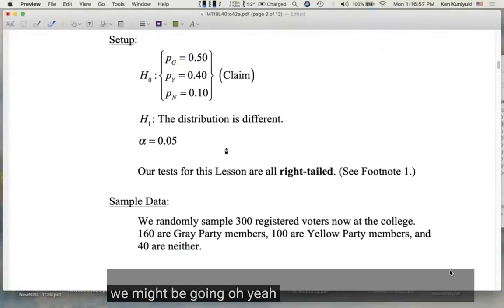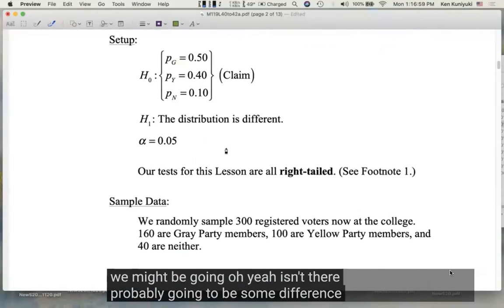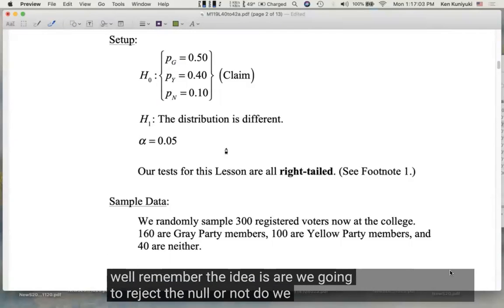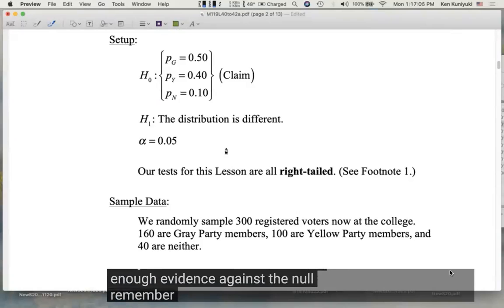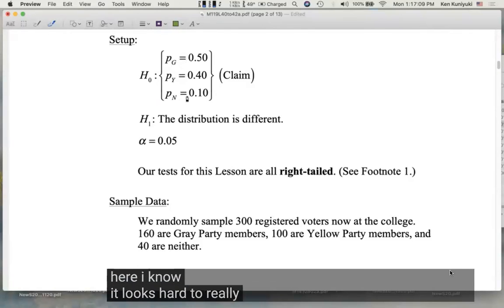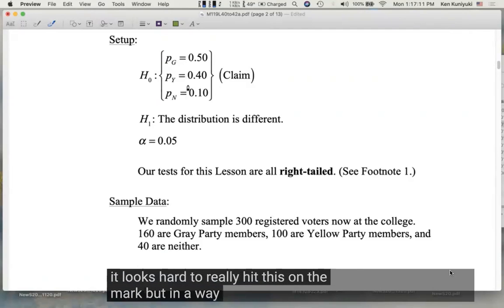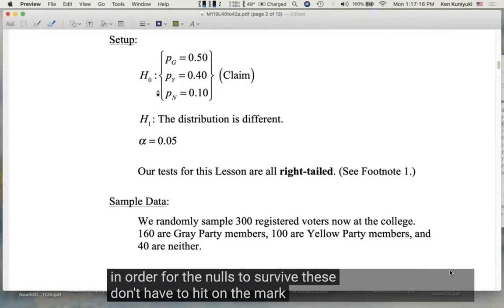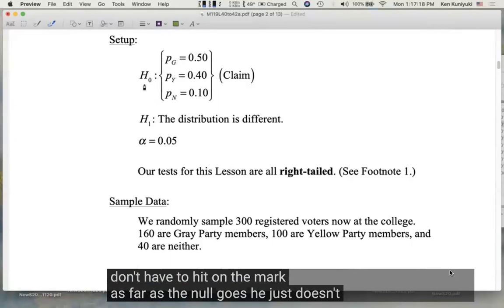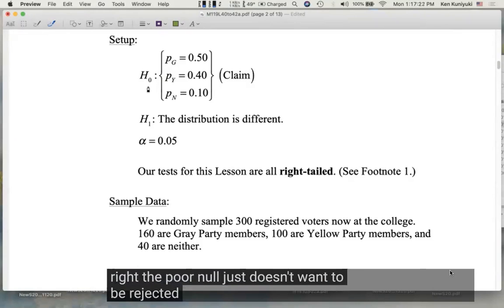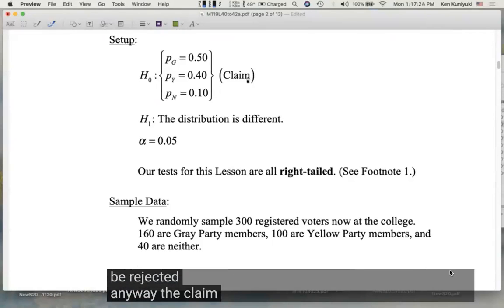We might be going, oh yeah, isn't there probably going to be some difference? Well, remember, the idea is, are we going to reject the null or not? Do we have enough evidence against the null? Remember, the null has some resiliency here. I know it looks hard to really hit this on the mark, but in a way, in order for the null to survive, these don't have to hit on the mark. As far as the null goes, he just doesn't want to be rejected, right? The poor null just doesn't want to be rejected. Anyway, the claim here is the null.